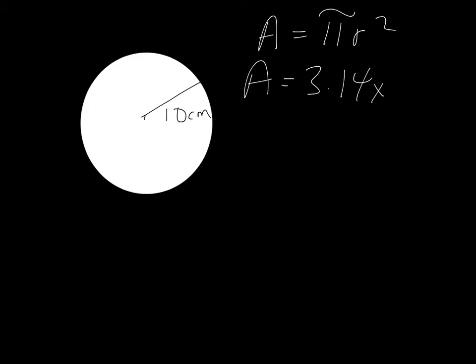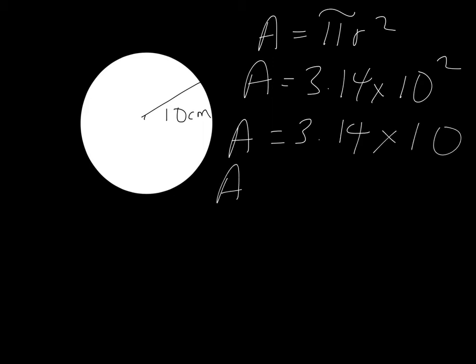We'll do one more example. There's a circle. Let's say the radius is 10 centimeters. Let's apply the formula. A equals pi r squared. A equals 3.14 times 10 to the power of 2, or 10 squared. A equals 3.14 times 100, because 10 times 10 is 100. A equals 314 centimeters squared.